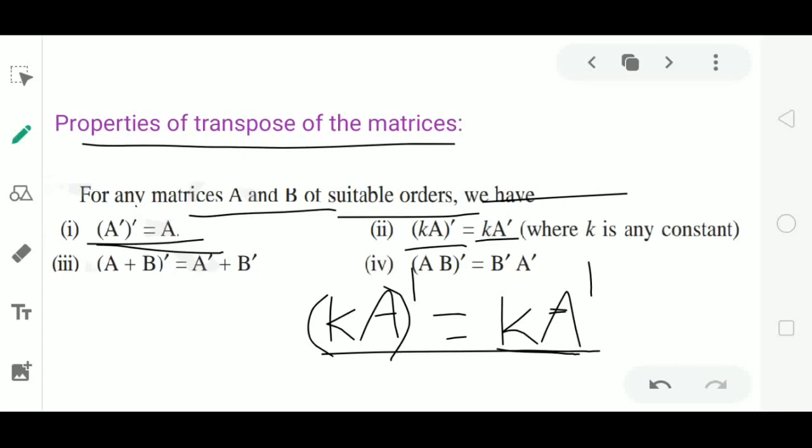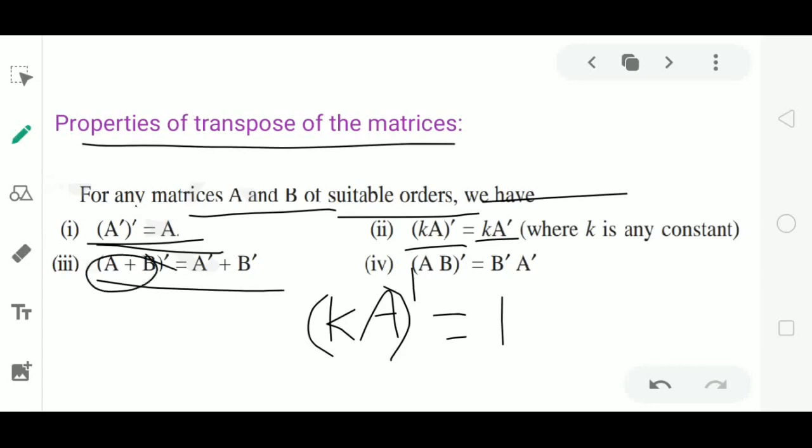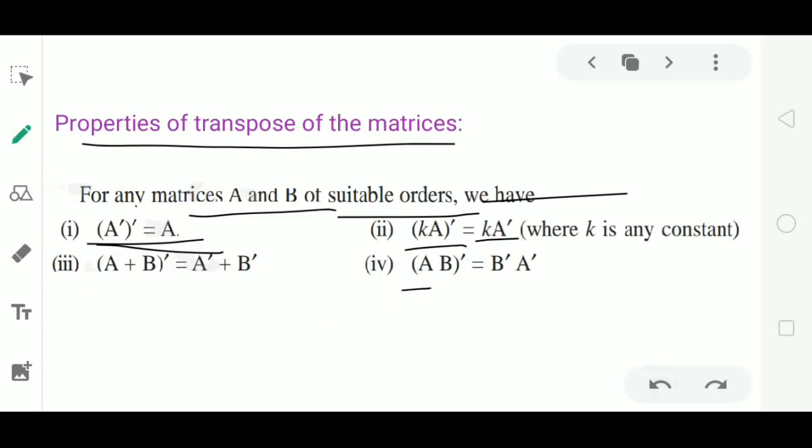Third property, A plus B whole dash is equal to A dash plus B dash. That is, transpose of A plus B is equal to transpose of A plus transpose of B. Fourth property, AB whole dash is equal to B dash into A dash. Transpose of AB is equal to transpose of B into transpose of A.